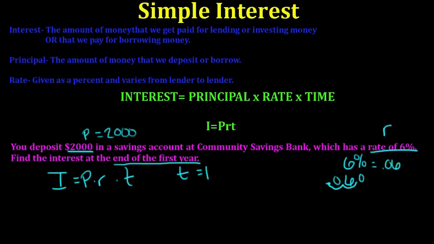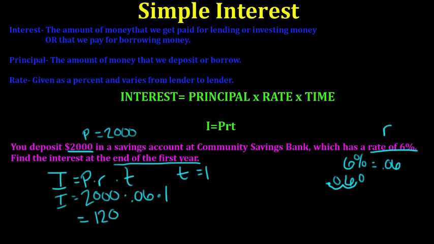All we do is plug each value in. I is equal to 2,000 times the rate, 0.06, times time of 1 year. So when you calculate all of that out, 2,000 times 0.06 times 1 is going to give you $120. So the interest that you would make off that savings account for 1 year is going to be $120.